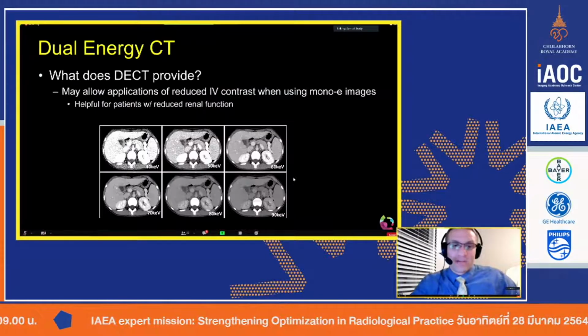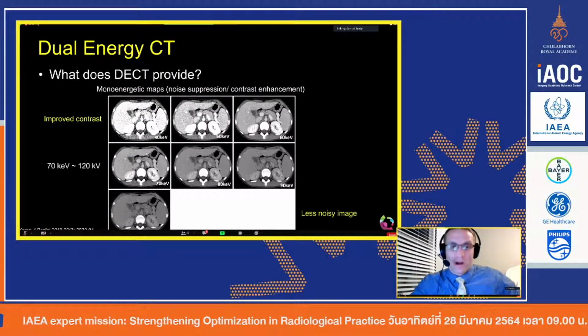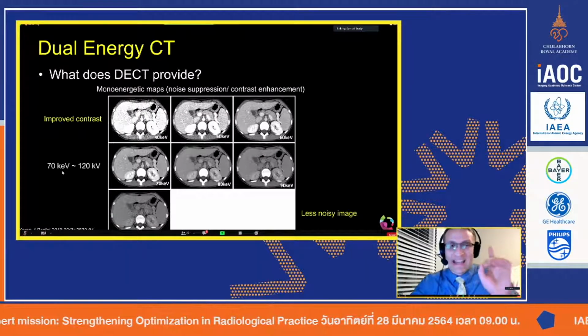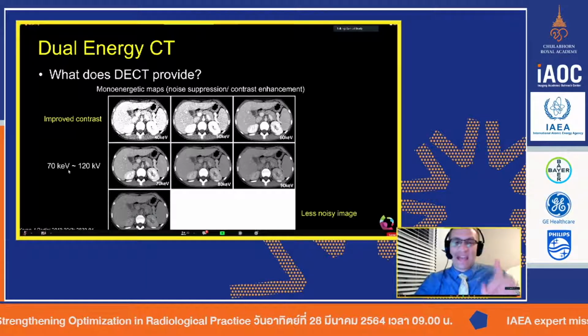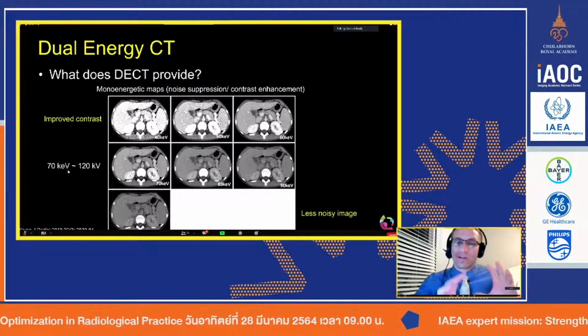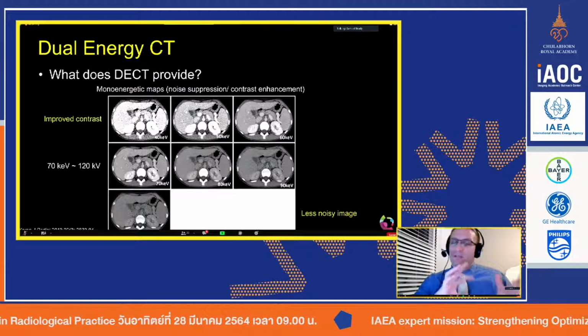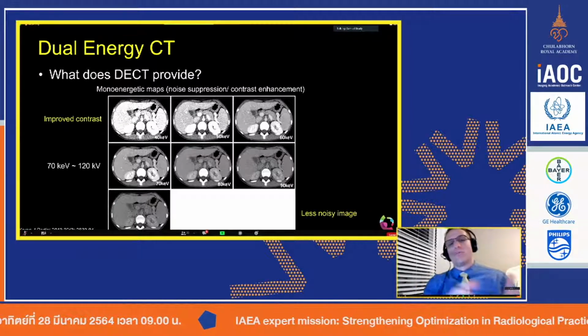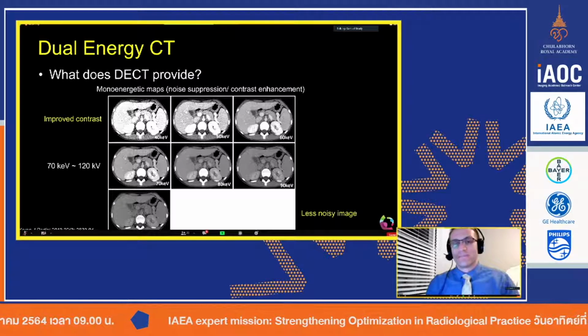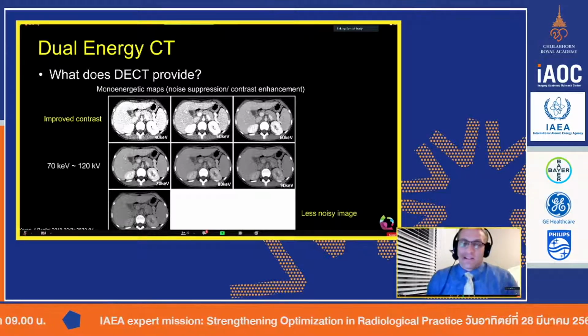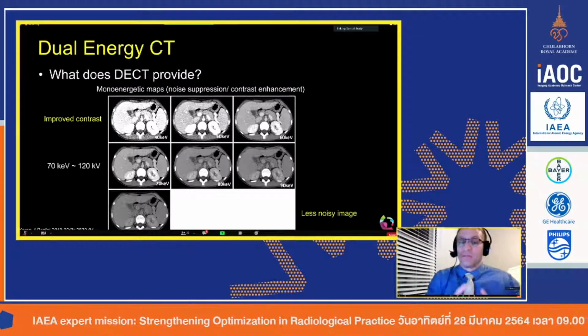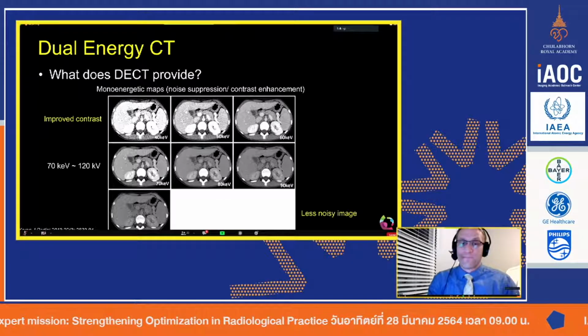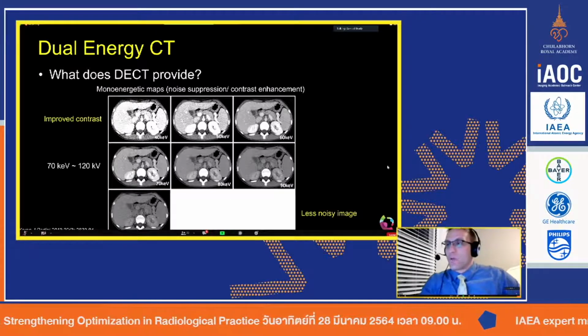But if you actually compared a true 120 kV image to a 70 keV image, the 70 keV image would look a little less noisy and have a little less artifact. And that's why, like I said, there are some hospitals that are moving all of their imaging to dual energy here in the US. It's just because these monochromatic images can look a lot nicer. So I hope that makes a little more sense.